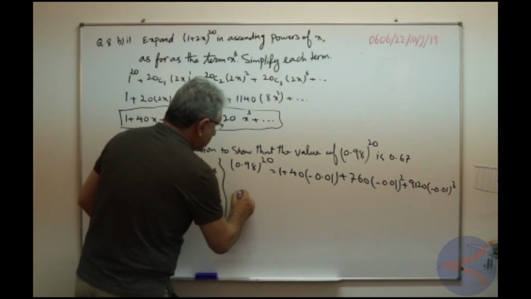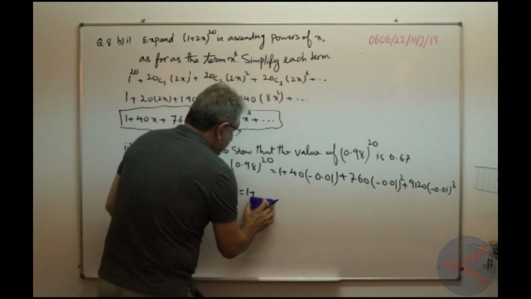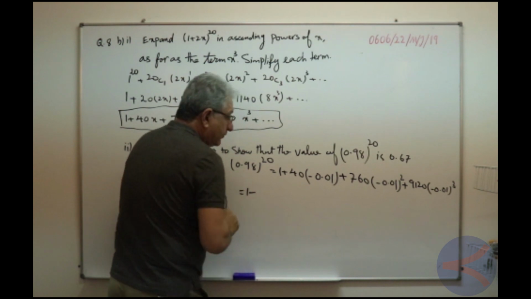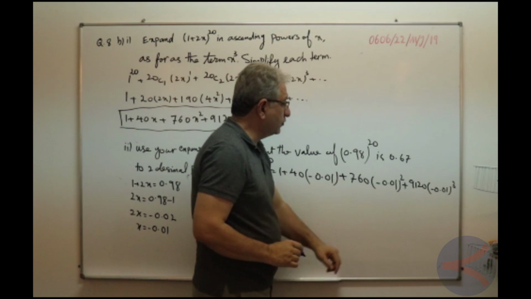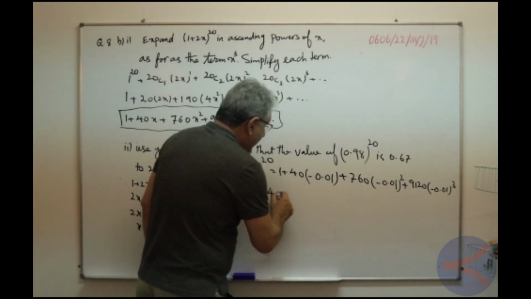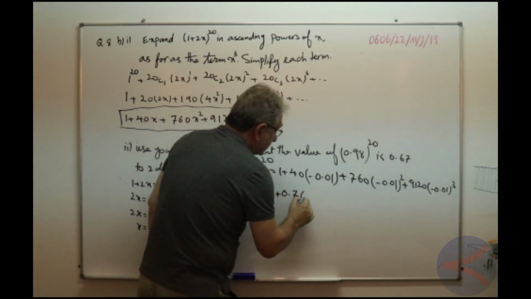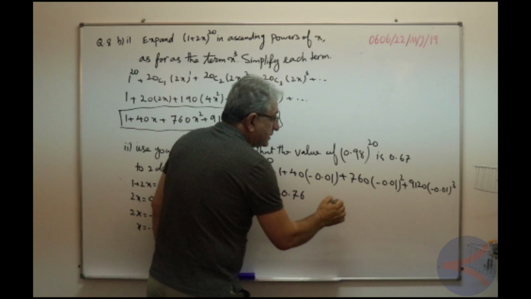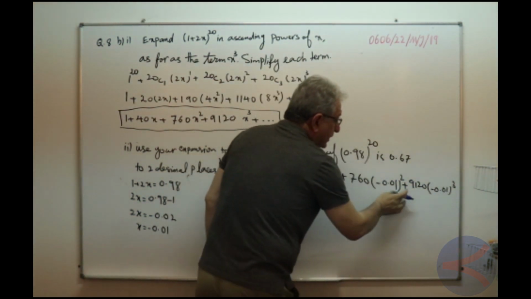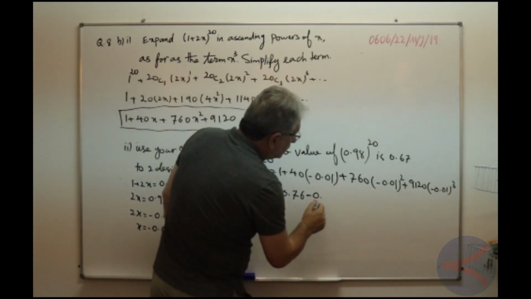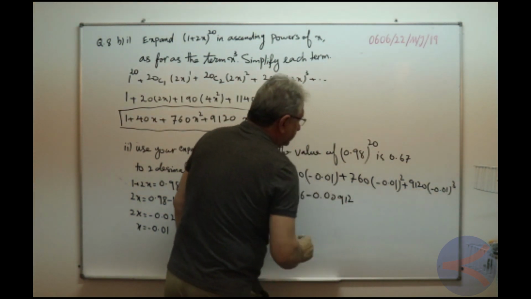Now this is 1 plus 40 times a negative, therefore the answer here will be negative 0.4. Now here the power of 2 will be positive, therefore this will be plus. This is 4 decimal places, therefore this will be 0.076. Then the power of 3 is negative, therefore negative, with 6 decimal places, so you can write negative 0.00912.